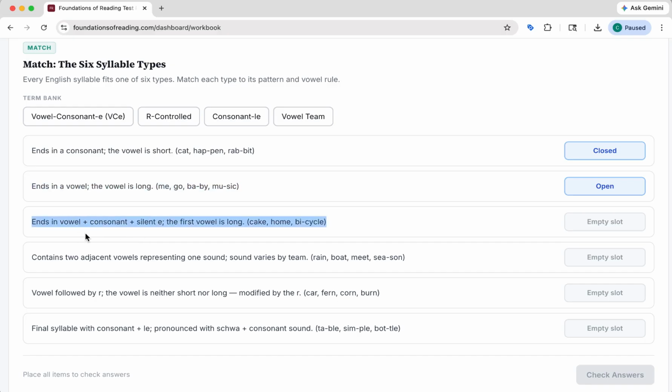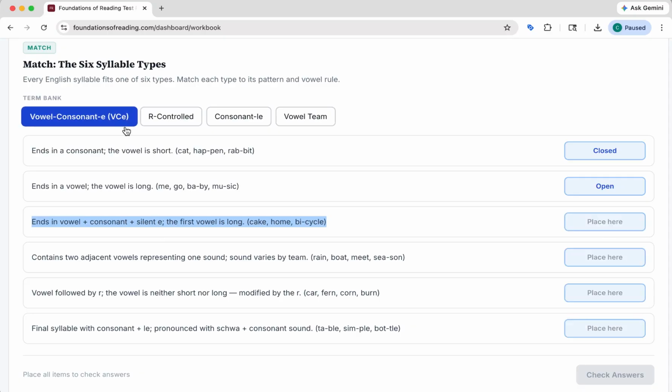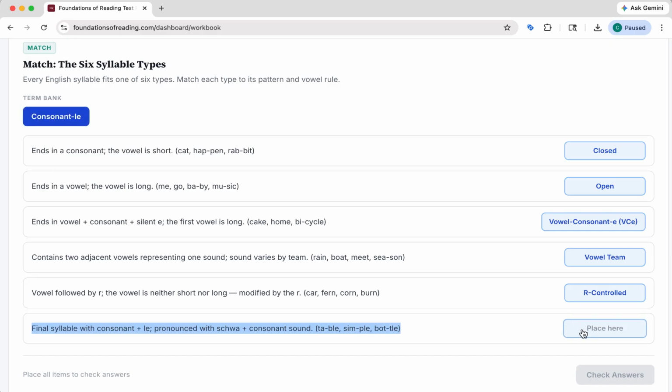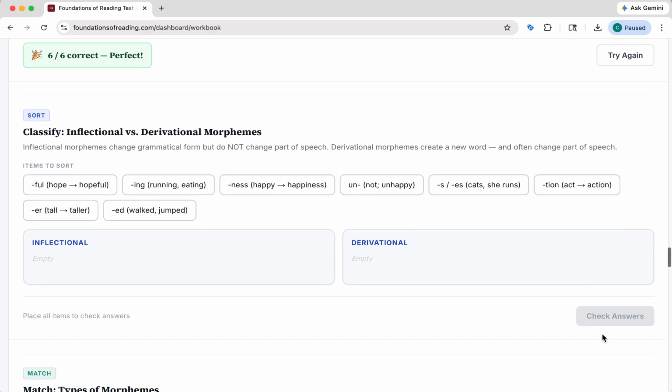Ends in vowel plus consonant plus silent E. That would be the vowel consonant E. Contains two adjacent vowels representing one sound. That is the vowel team. Not the first time we've seen that here, which means it is important to know. Vowel plus R is R-controlled vowel. Final syllable with consonant plus LE. Consonant LE. There we go. Let's check it. And we're good.